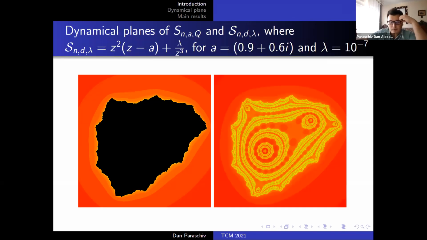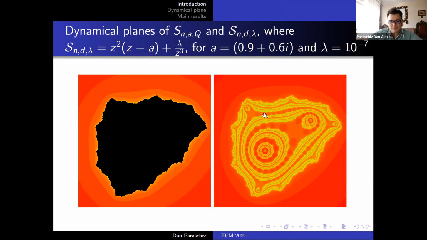Here is an example of our family. On the left, we have Milnor's family, that is Pascal-Roche's family for n equal to 2, for a equal to 0.9 plus 0.6i. And on the right, we have our map after perturbation for d equal to 3 and lambda equal to 10 to the power of minus 7. Observing here another triply connected Fatou component. As we will further see, it contains once again the unique free critical point.